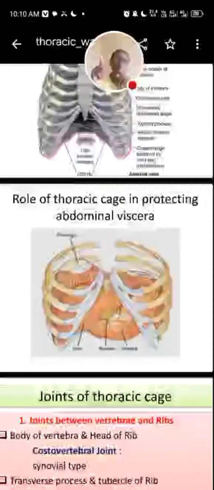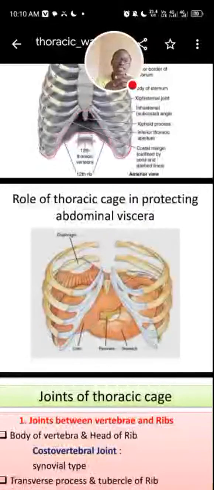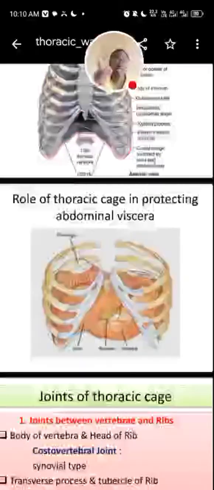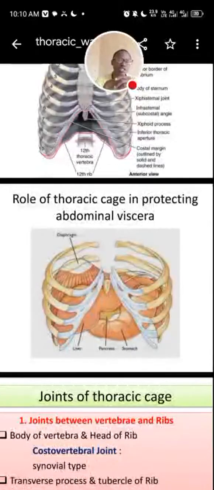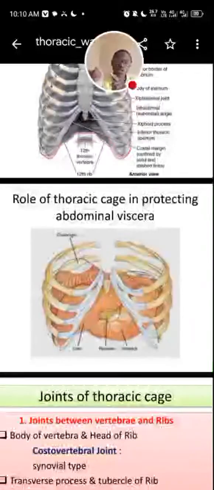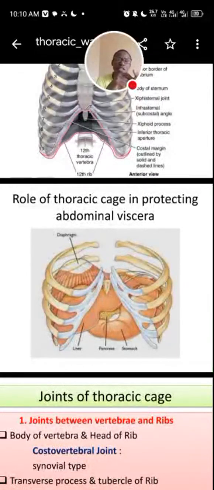SIT, six, and then SMS. What does SIT stand for? C for costochondral joint, I for interchondral joint, and T for costotransverse joint. Do you follow? I'm going to say that again. CIT: costochondral joint, interchondral joint, costotransverse joint. Let's look at CIX.